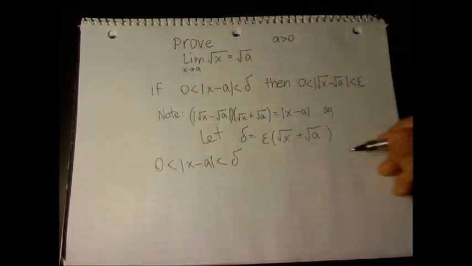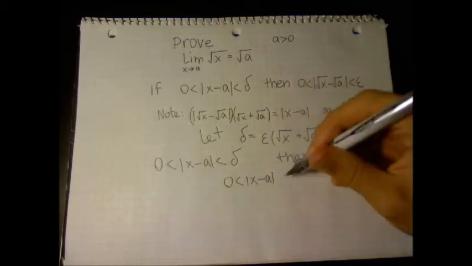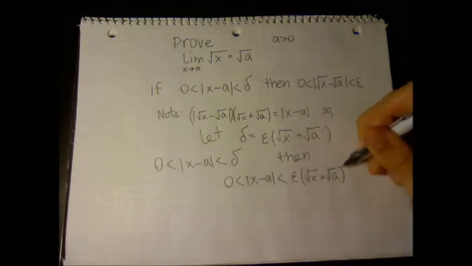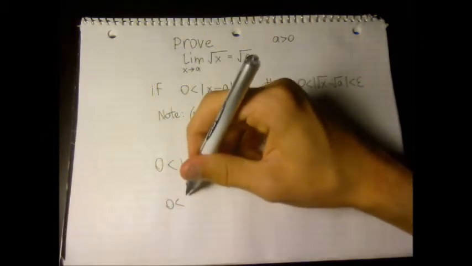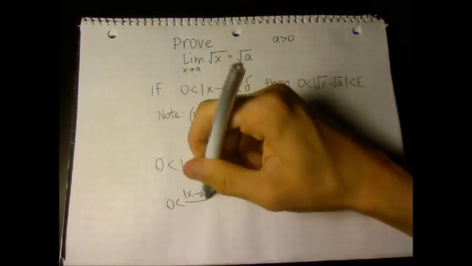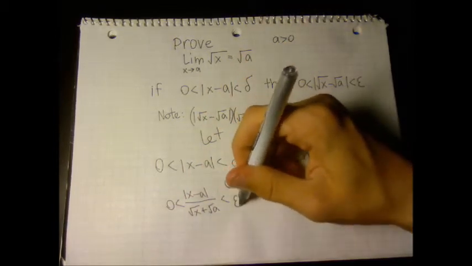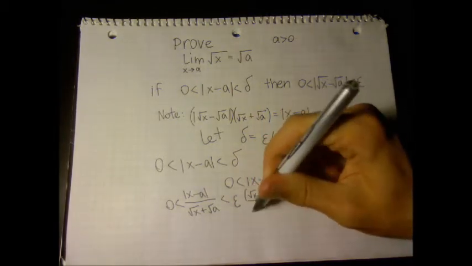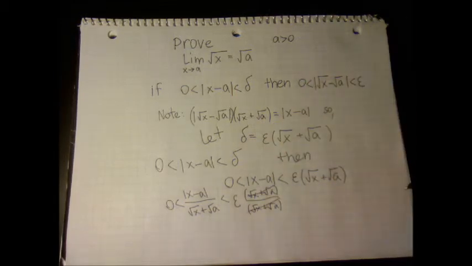So we have our initial condition, the if part, and now we need to establish the then part. Rewriting delta in terms of epsilon will give us the following information. Finally, we come to a really elegant conclusion by simply dividing the whole inequality by square root x plus square root a in order to get rid of that term. And eventually, as you will see in a few seconds, we will have our final inequality involving epsilon proven right there.